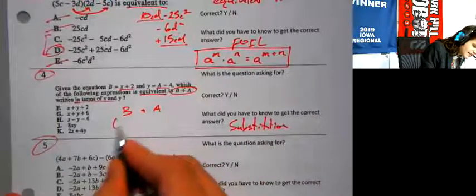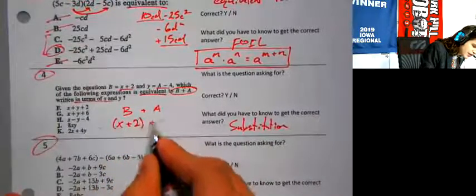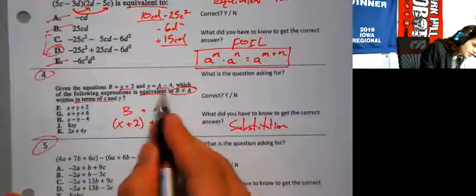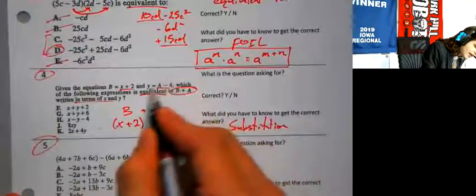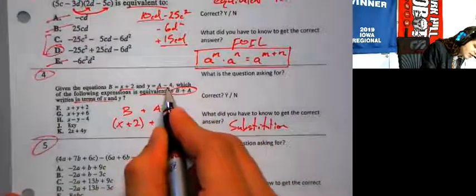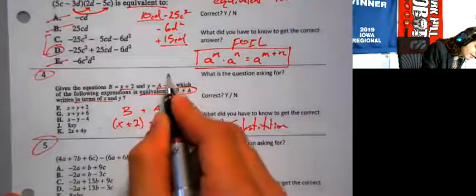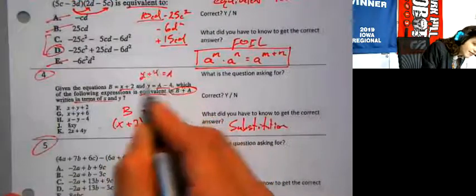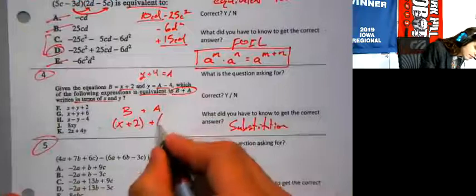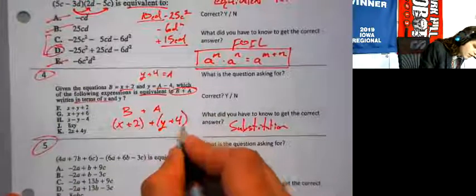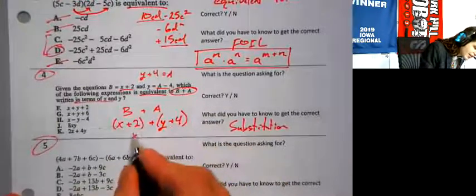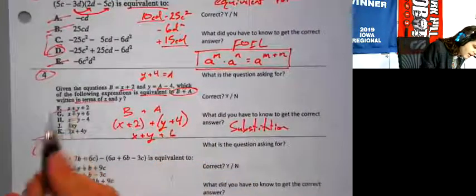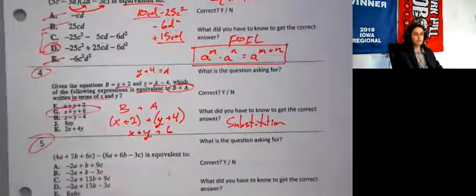B plus a, that is x plus 2 plus, oh, what's a? Oh, I got to solve for a. y is a minus 4. Solving for a equals y plus 4. How do I get that? I add 4 to both sides. When I add those together, what do I get? x plus y plus 2 plus 4 is 6, and we've got an answer, hopefully pretty quickly, of G.